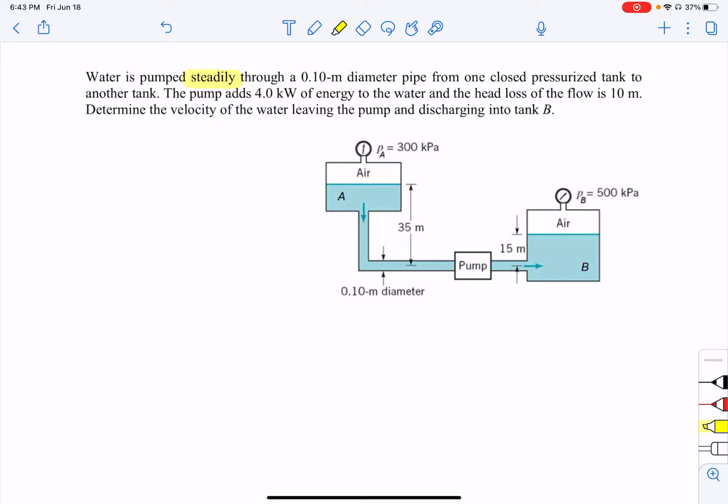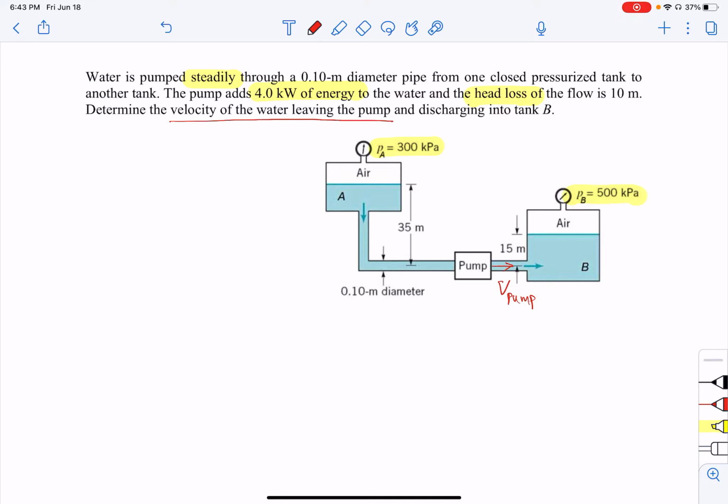And it said that the valve here is closed. So we have a pressure at P1 and P2, and then also the energy that the pump added to the water, and also we have a head loss. Now the question is asking us to find the velocity of the water leaving the pump. So let's say this is the velocity that's coming out of the pump. Now we need to find the velocity of the pump right here.